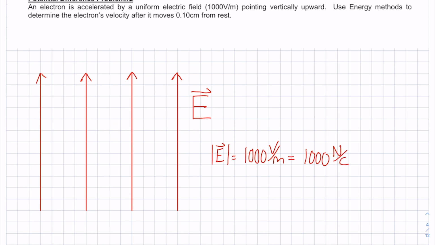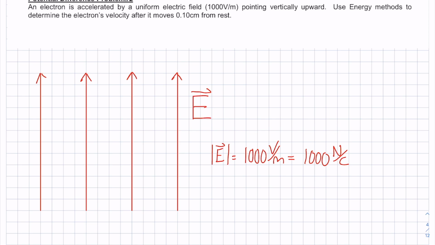Now, 1 volt per meter and 1 newton per coulomb are exactly the same. The reason they do this is that, depending on the industry you're in or the research you're doing, it is sometimes easier to use volts per meter than newtons per coulomb. They're exactly the same thing.